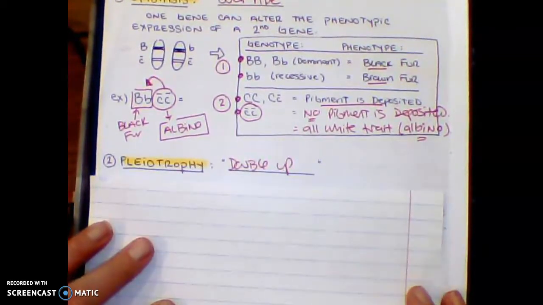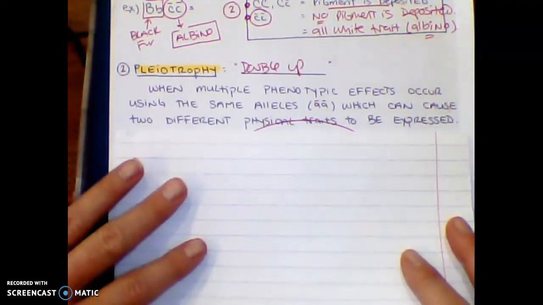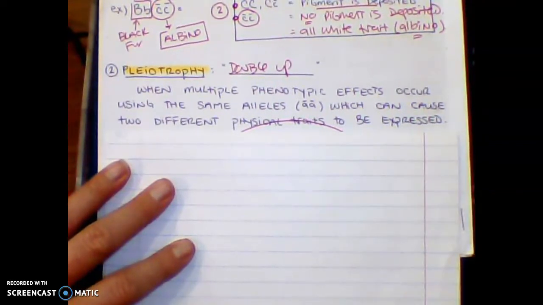Okay, now pleiotropy is pretty cool. Pleiotropy means to double up. So please go ahead and again stop the video, write this down. Multiple phenotypic effects occur using the same allele, little a, which can cause 2 different physical traits to be expressed. So you guys have been taught so far that when you inherit, let's say for example, little a, that means you have blue eyes, and that's it. It's 2 alleles, aka 1 gene, and you get 1 trait.